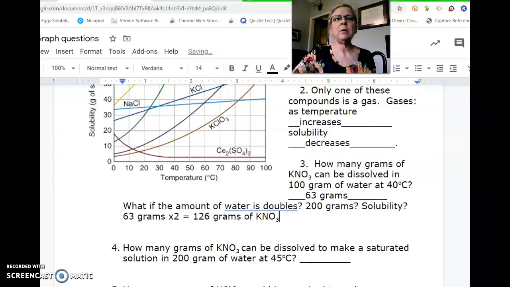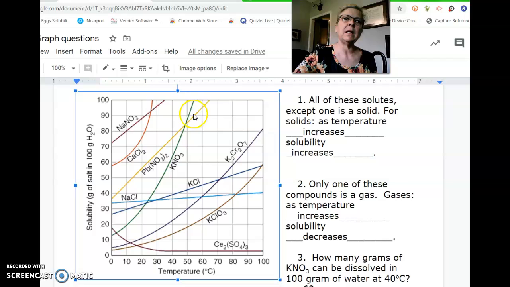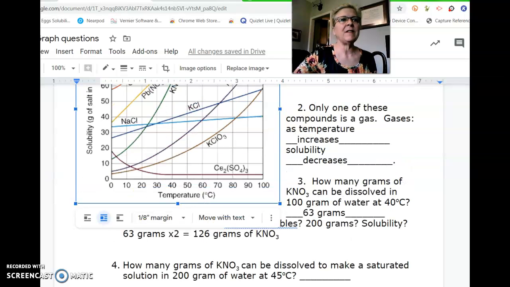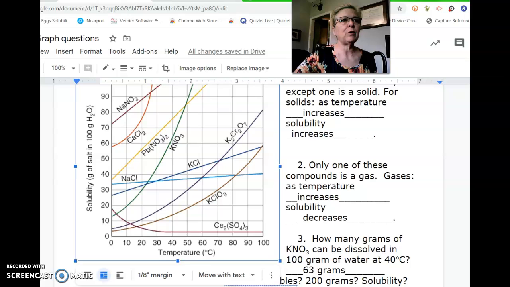Okay. So the question becomes how many grams of KNO3 can be dissolved to make a saturated solution in 200 grams of water? I'm still looking at that KNO3 line, and now I'm going to take a look at 200 grams of water. So I need to make sure that I read this correctly. I'm going to grab my highlighter tool. I've got to scroll so we can see the whole graph. This time, however, we're not looking at 40 degrees Celsius anymore. Now we're looking at 45.